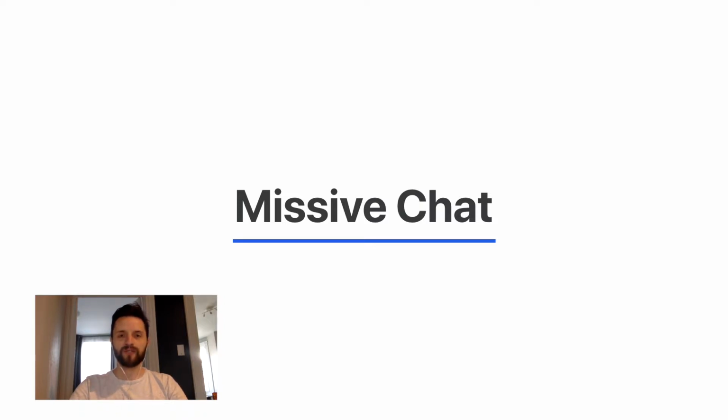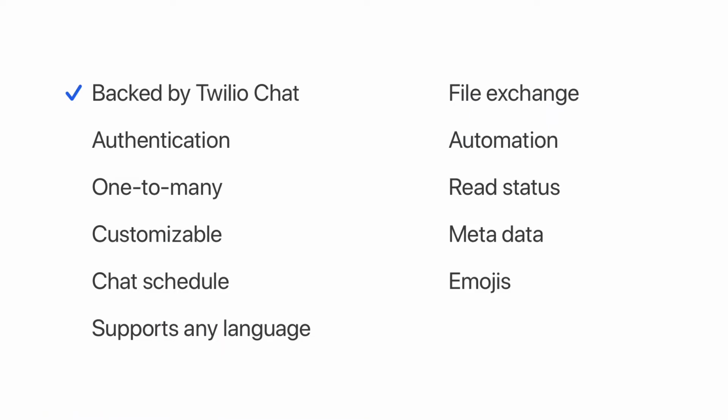Missive Chat offers you these great features. Backed by Twilio Chat. Missive Chat works on top of Twilio's programmable chat. To use Missive Chat, you first need to sign up for a Twilio account. The significant advantage of using your own Twilio account is you only pay for your metered usage. With less than 200 active chats per month, it is free.